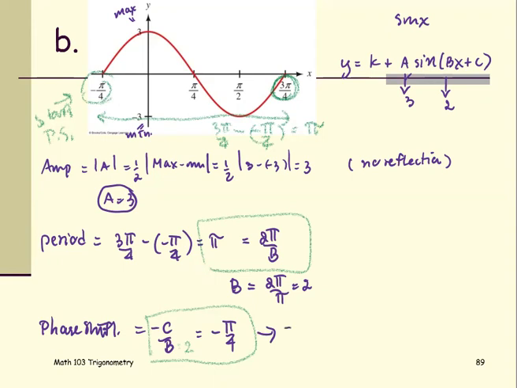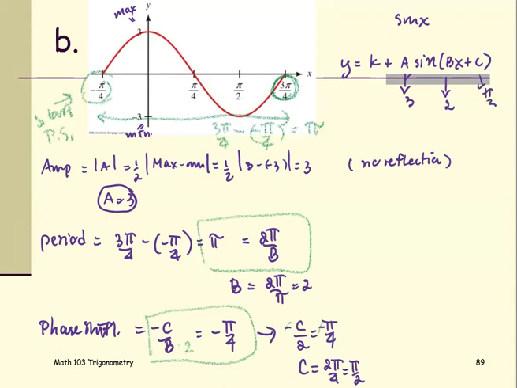Just rewrite it as negative c over 2 equals negative pi over 4. Negative and negative cancel. And then multiply both sides by 2. We get c equals 2 pi over 4, or pi over 2. Now we have c as pi over 2.